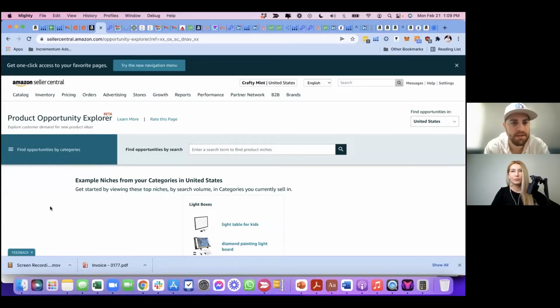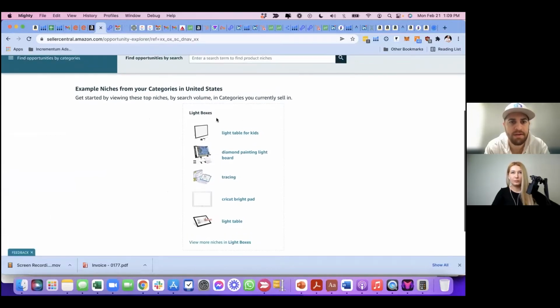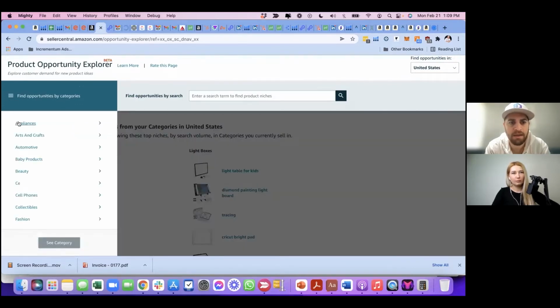Basically, this is the Product Opportunity Explorer. As you see on this first page, these are based on the particular niche. I have a brand that sells a light board tablet for people who do arts and crafts, so Amazon is showing me the different niches that exist in this space. But if I want to, I can select different categories and find additional product opportunities this way, or I can put in a search term.